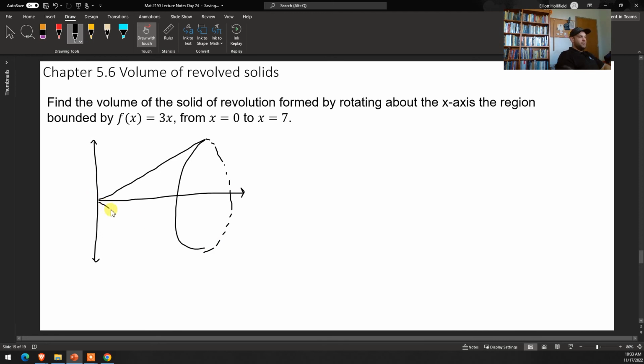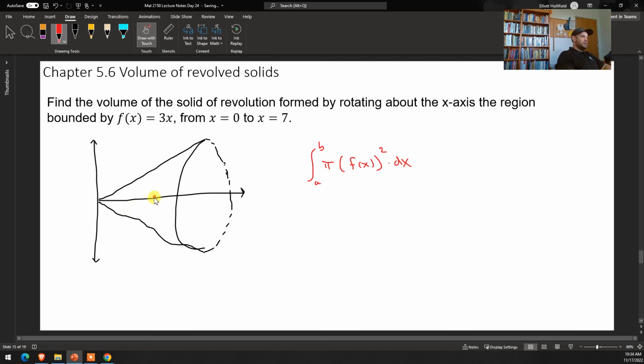I don't know if it's your birthday, but we definitely have a birthday hat here laid on its side. We get this nice cone-like object when we revolve this thing around the x-axis. And so let's set up our integral. The formula is the integral from a to b of pi times the radius squared, integrated with respect to x.